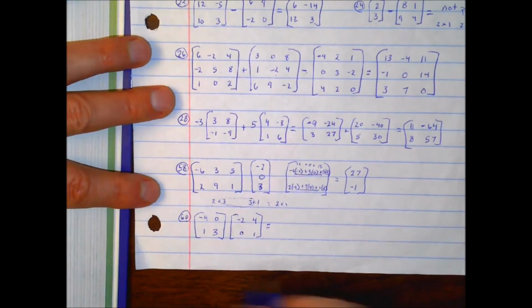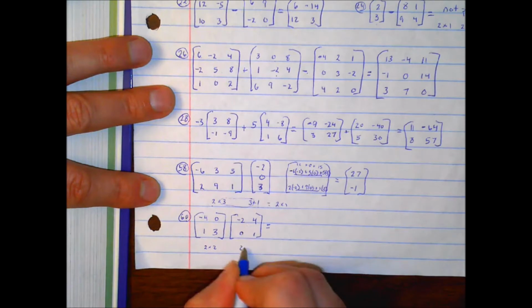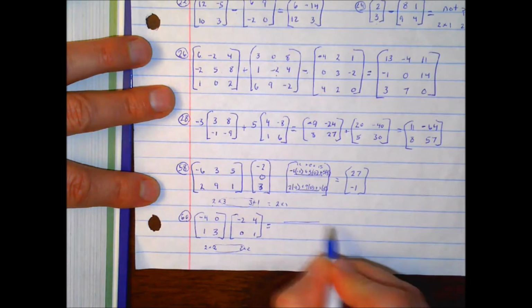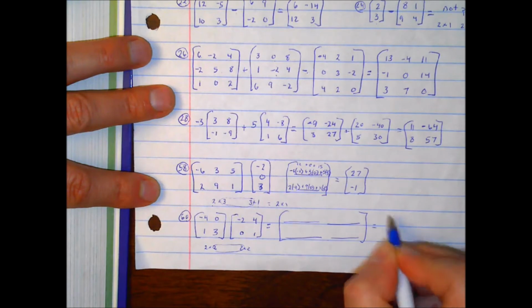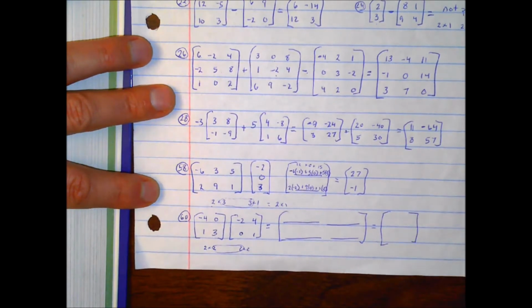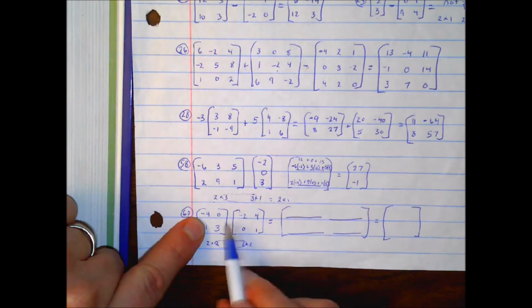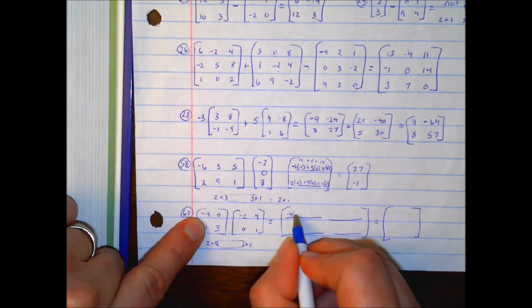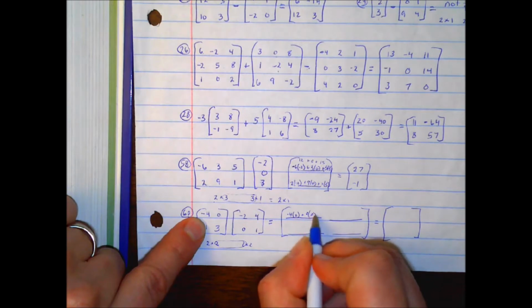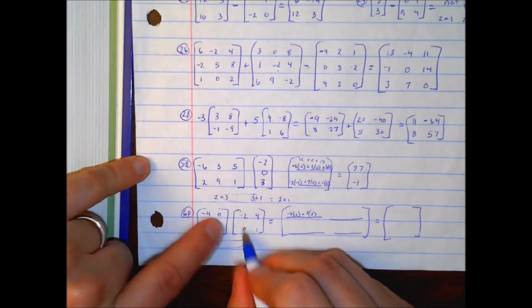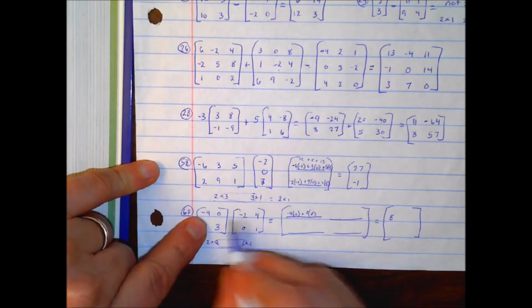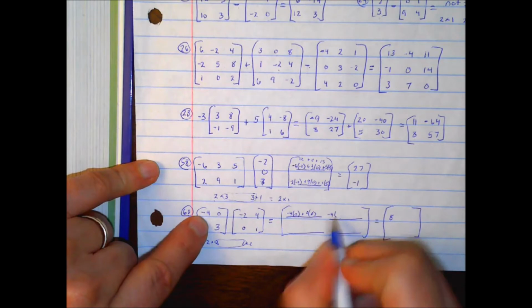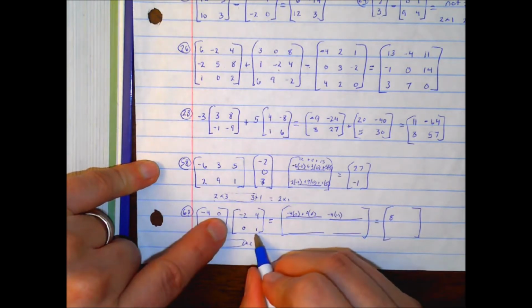Number 60 is a 2 by 2. Those numbers are the same. My answer is going to be a 2 by 2. Okay, so first row, first column, be negative 4 times negative 2, and 0 times 0. That and that would be 8. This one here, first row, second column, be negative 4 times 4, and then 1, 0 and 1 would be negative 16.